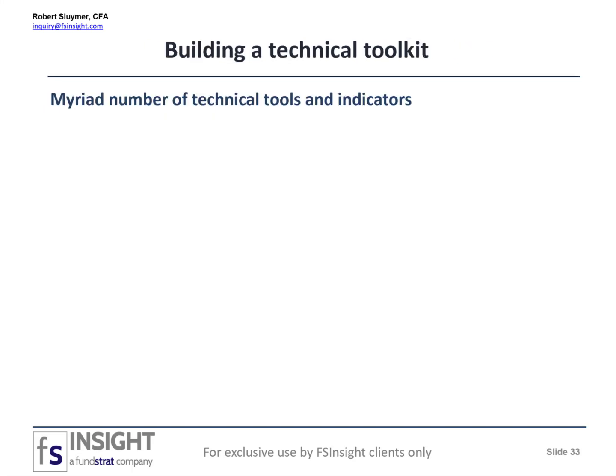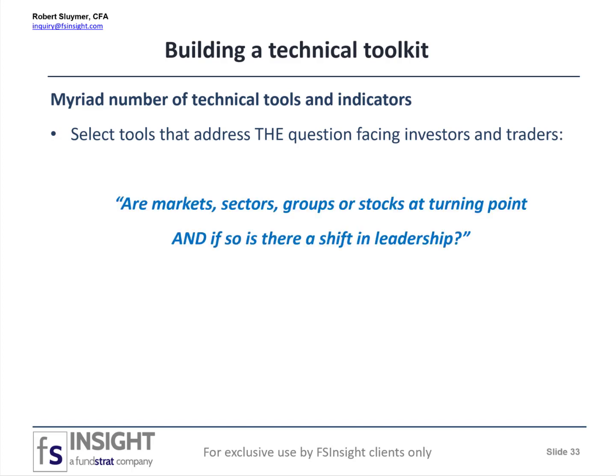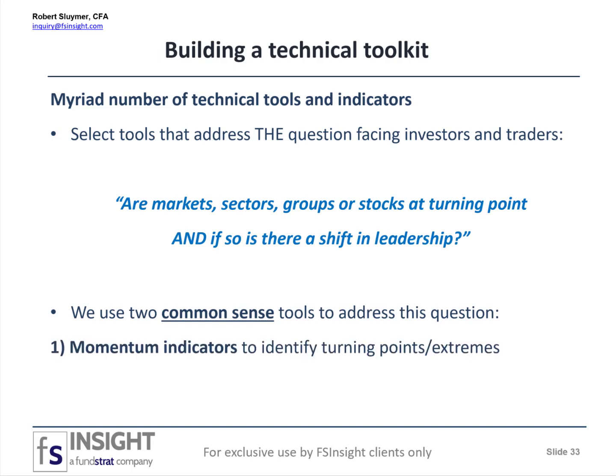So how do you build a technical toolkit with all the thousands of technical indicators out there? I'll finish up this introduction with a very common sense approach to thinking about technical tools. From the thousands of indicators, I'd recommend selecting tools that address the question that investors and traders are always facing. Are markets or sectors at a turning point? And if so, is there a shift in leadership? So we'd use two really common sense tools: momentum indicators to help identify turning points or extremes in the market, and relative performance to identify shifts in leadership.